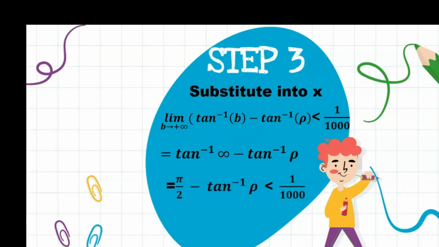pi over 2. It is because we use the principal value of arctan infinity. Tan goes to negative infinity at negative pi over 2 and tan goes to infinity at pi over 2. And we get this answer.